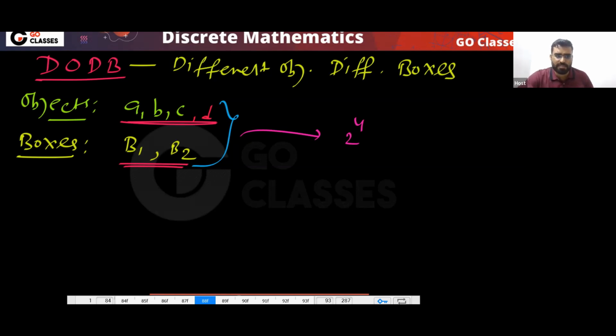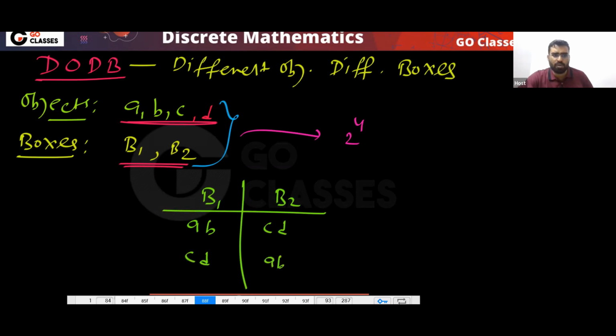So here what matters in this problem? For example, this is your B1, this is your B2. If I do A, B, C, D in one order and C, D, A, B in the other, are they same or different? These two are different, right? These two are not the same, these two are different.